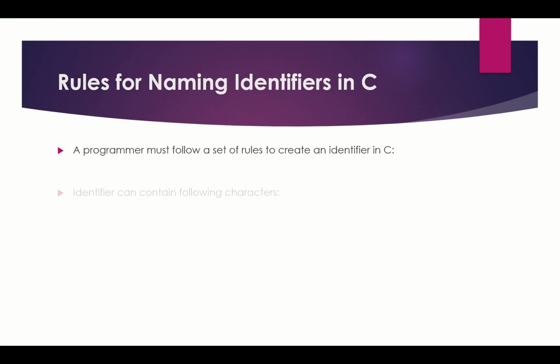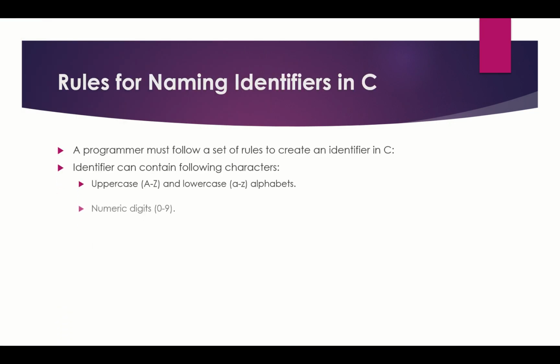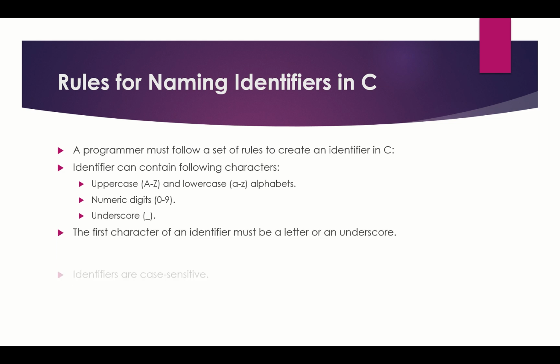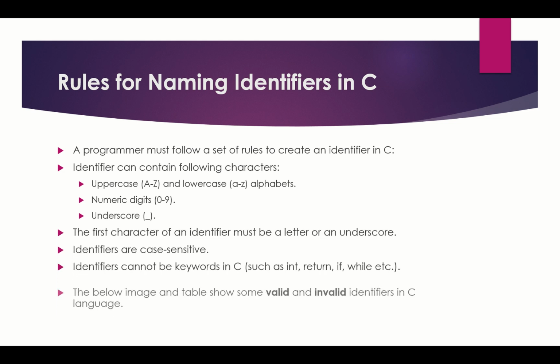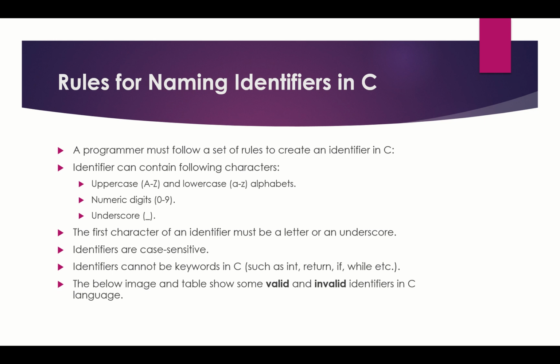Let's come to the next part, that is, rules for naming identifiers in C. A programmer must follow a set of rules to create an identifier in C. An identifier can contain the following characters: uppercase and lowercase alphabets, numeric digits, and underscore. The first character of an identifier must be a letter or an underscore. Identifiers are case sensitive. Identifiers cannot be keywords in C, such as int, return, if, while, etc.